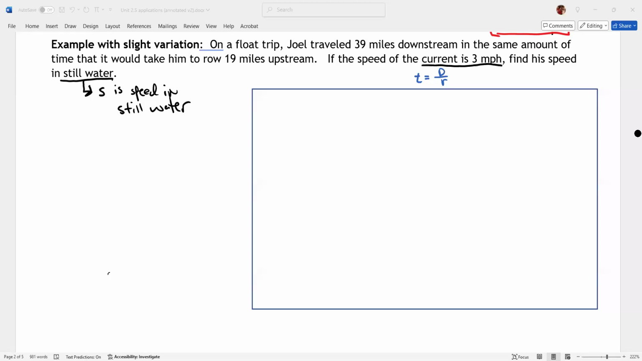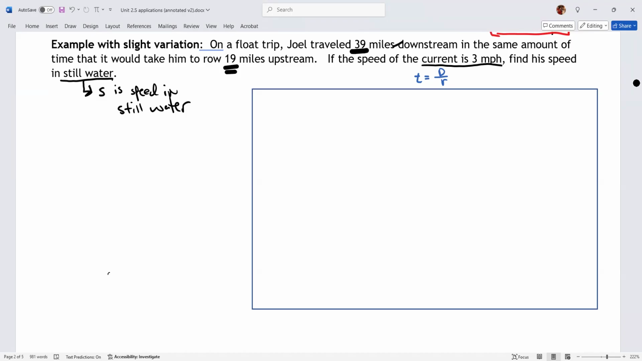Here's the next problem, and notice the slight variation. Okay, on a float trip, Joel traveled 39 miles downstream, right here, in the same amount of time that it would take him to row 19 miles upstream. So we see that time, once again, is going to be equal. But here, what's different? If the speed of the current is 3 miles per hour, so here they're telling us the current speed, they're asking us to find the speed in still water.